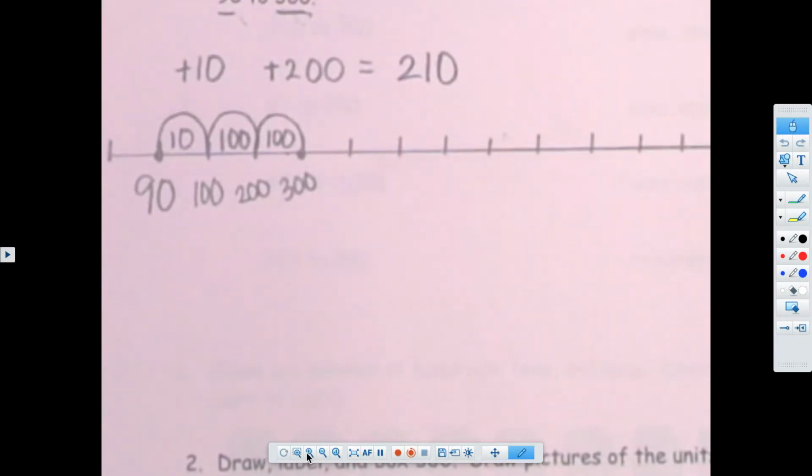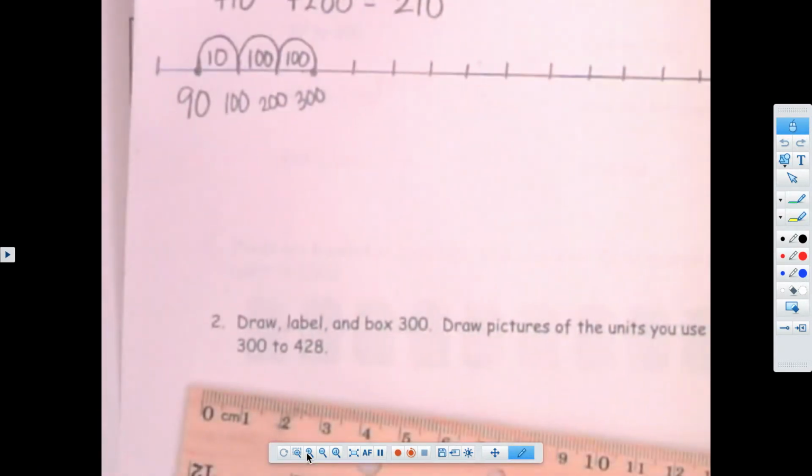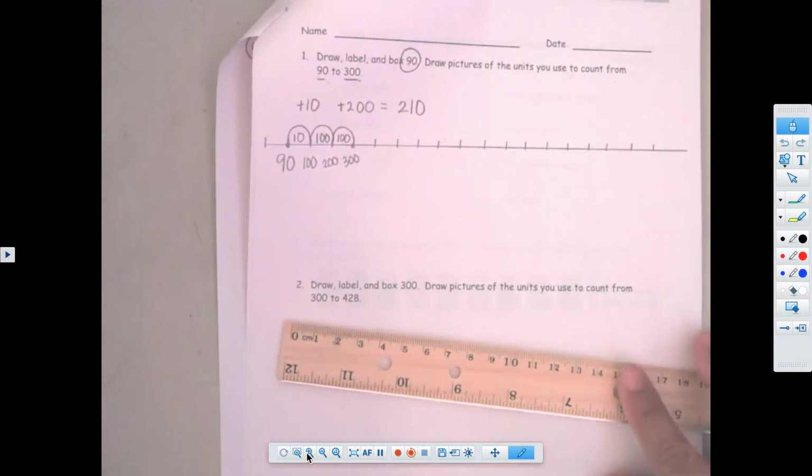Are you guys understanding how to do this? Yes. So tonight, you will be able to do 2 by yourself? Okay. All right. Let's go ahead. I'm going to zoom out a little bit so I can get the next one.